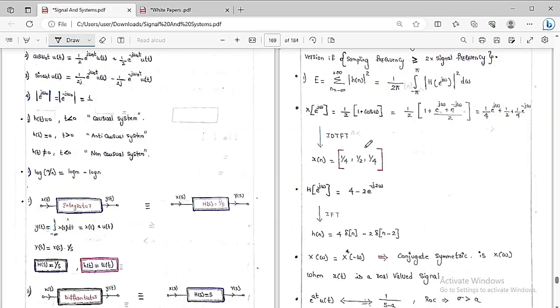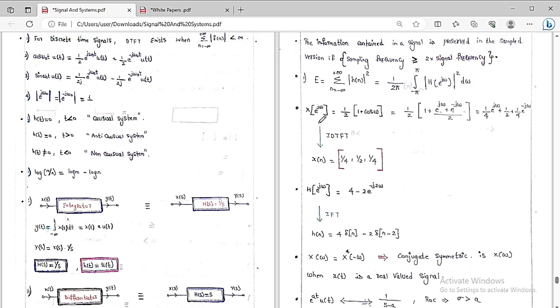Now the next one is, suppose X(e^{jω}) is equal to half of (1 plus cos ω). What is the meaning of this? This is the discrete time Fourier transform of some discrete time signal. So this is what is given.